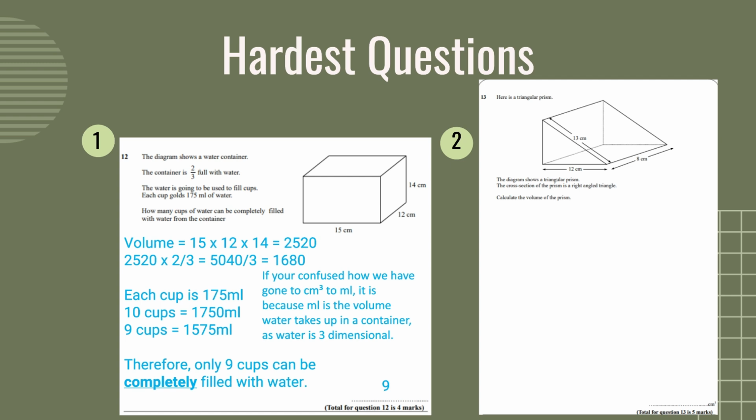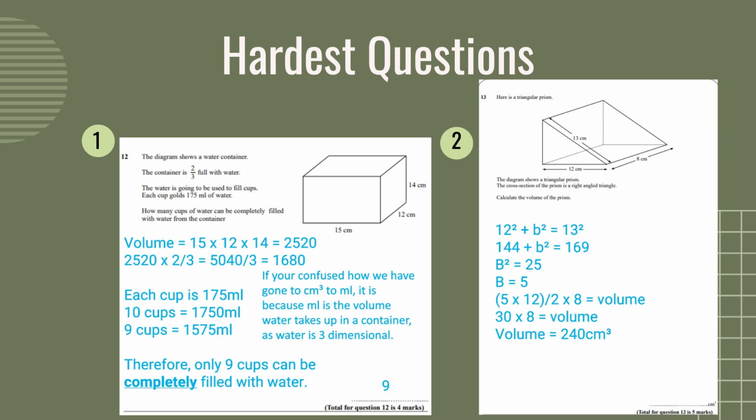As we know, we need to use base times height divided by 2 to work out the area of our cross-section. However, we don't have our height. We have our slant height of 13. So here we'd have to use Pythagoras to work out our vertical height. So, 12 squared plus b squared will equal 13 squared, meaning 144 plus b squared equals 169. And if you do 169 minus 144, we get b squared equal 25, meaning b equals 5.